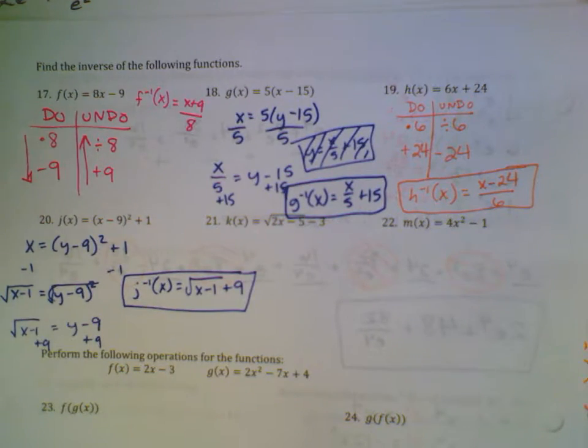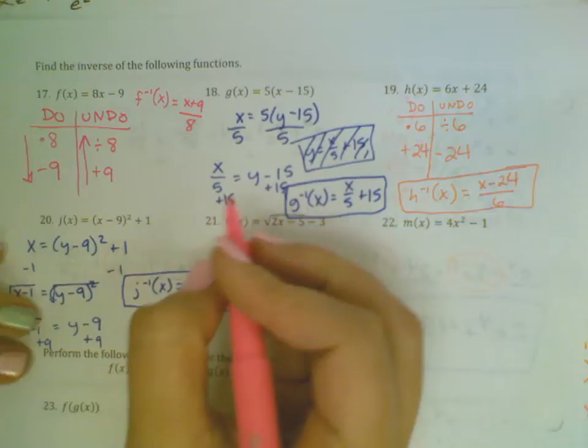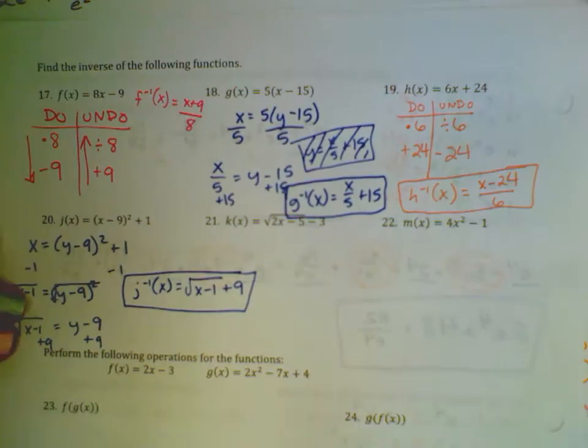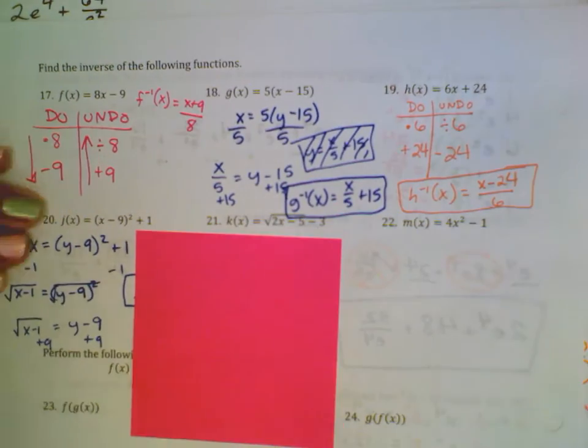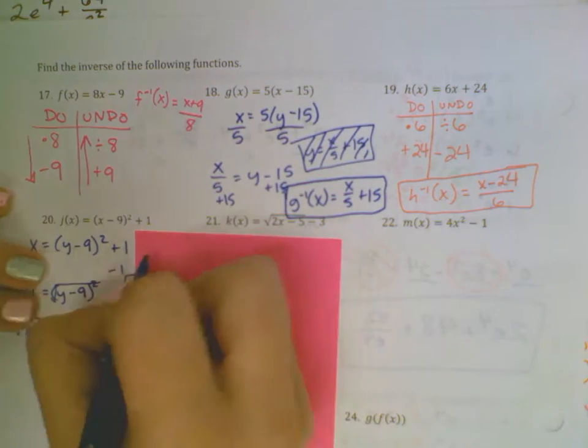For number 21, one second. All right, for number 21, I'll do a do-undo table. Oh, it seems like I've run out of room. So we're going to do 21 on a sticky note. I'll do a do-undo table.